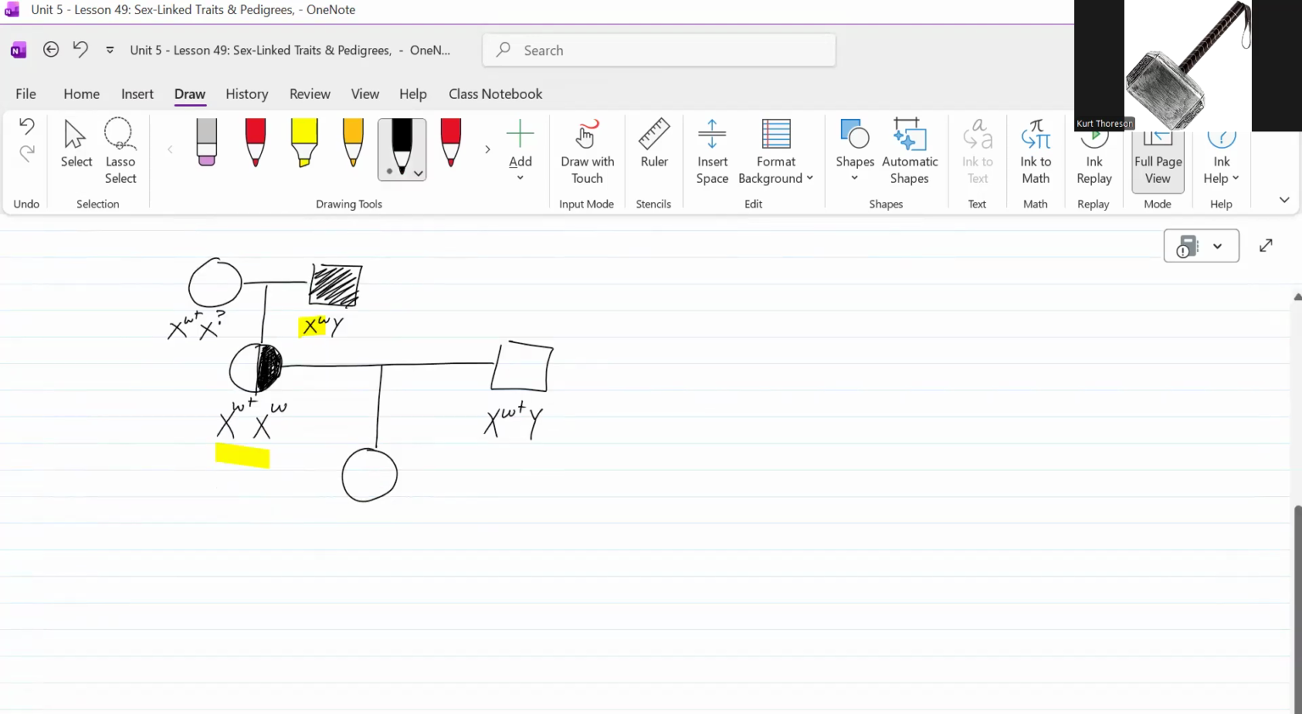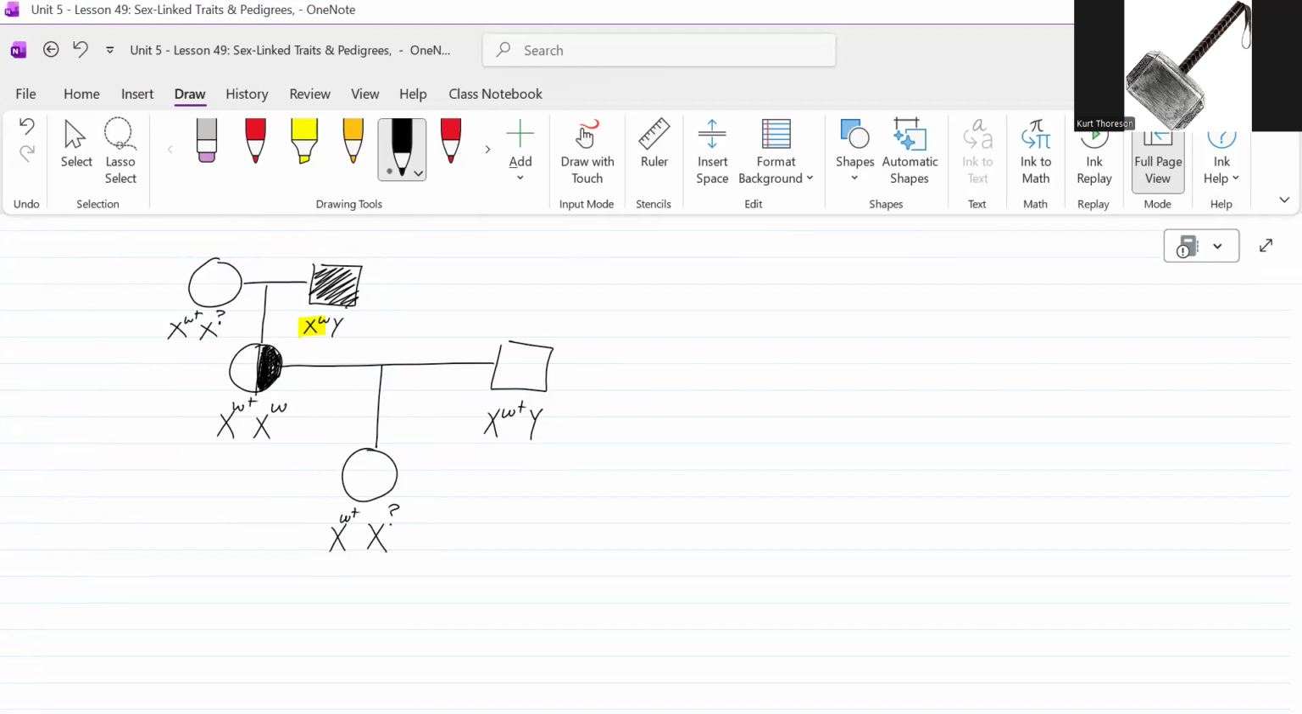Now, here comes the interesting part. This student I have is not colorblind. And I ask her, are you colorblind? She goes, no. Okay, so she has at least one dominant allele. What is the other one? We don't know. We would have to wait until this girl reproduces to really know for sure.